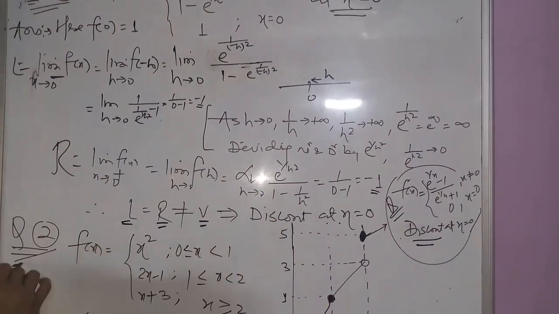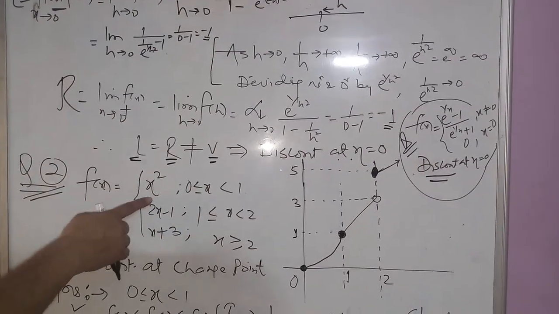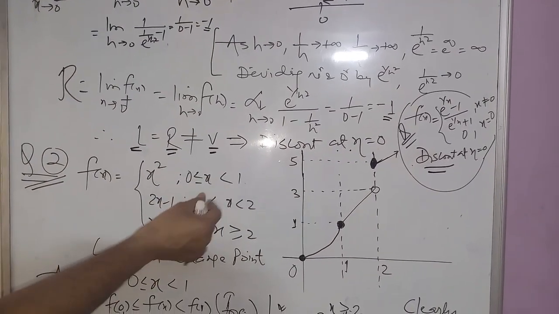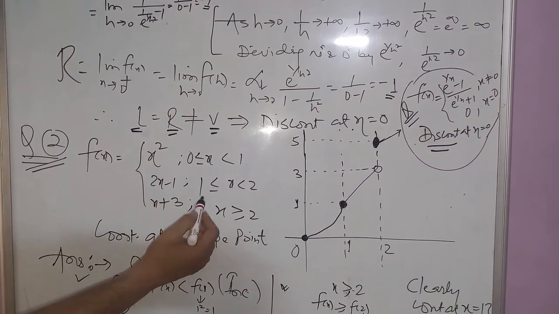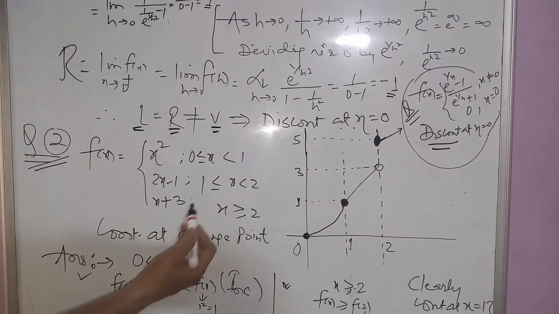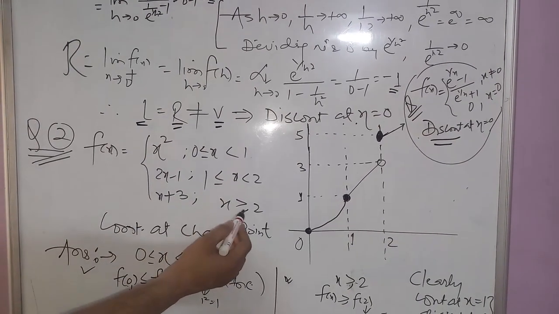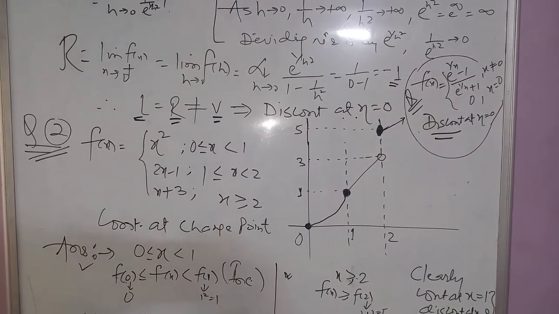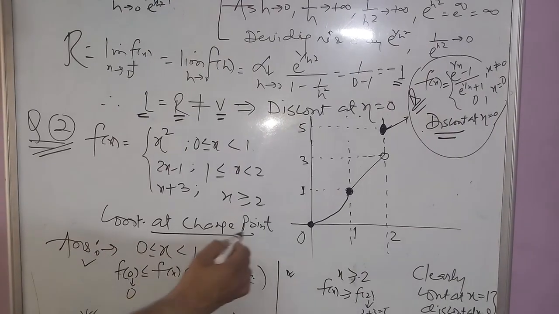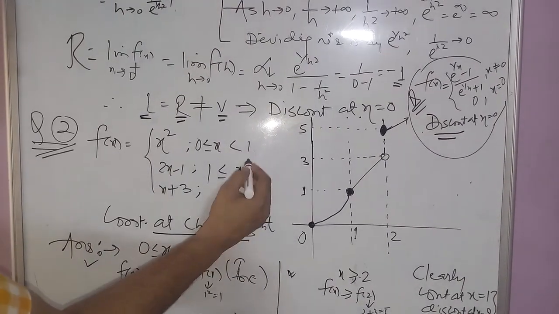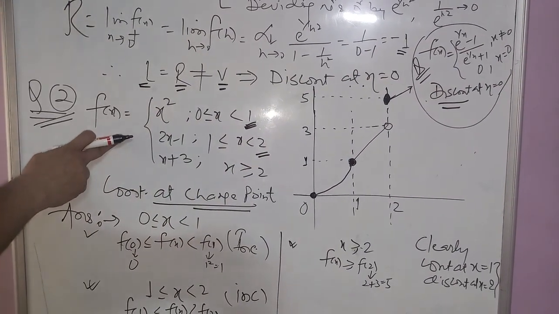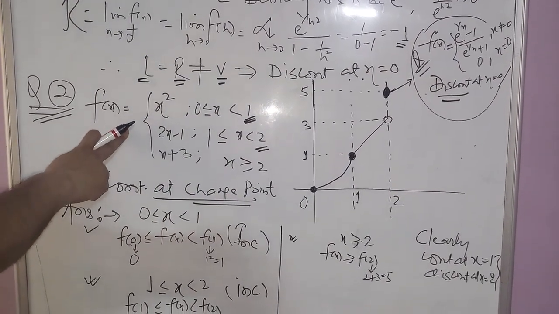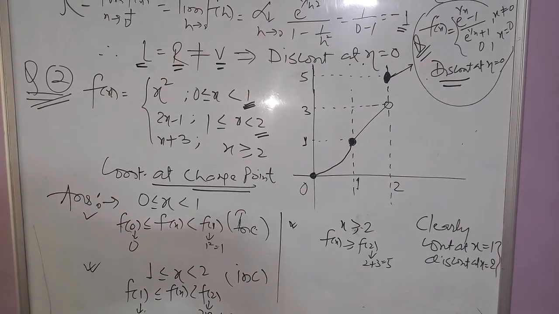Next question: f(x) equal to x square, x lying between 0 to 1 including 0; 2x minus 1, x lying between 1 to 2 including 1; and x plus 3, x greater than or equal to 2. We have to check the continuity at the change points. Here the change points are 1 and 2, where the definition of the function changes.